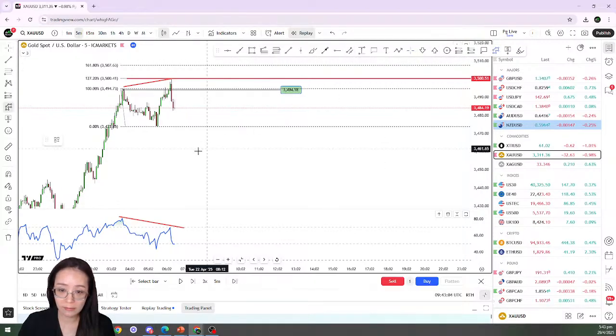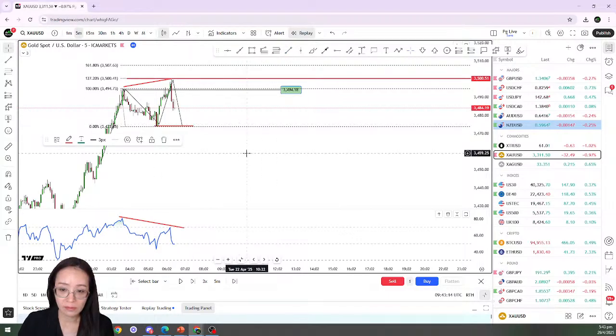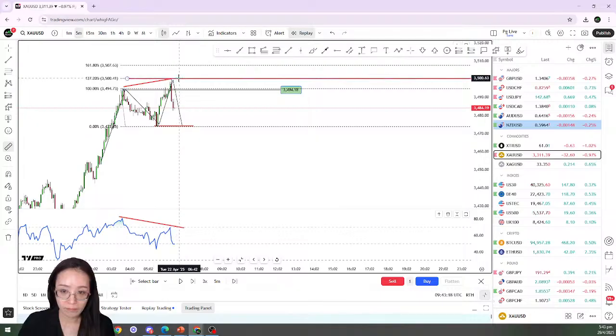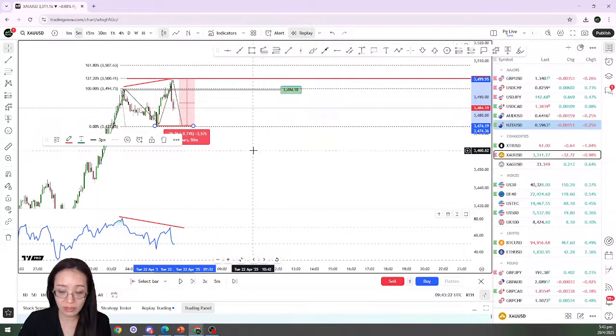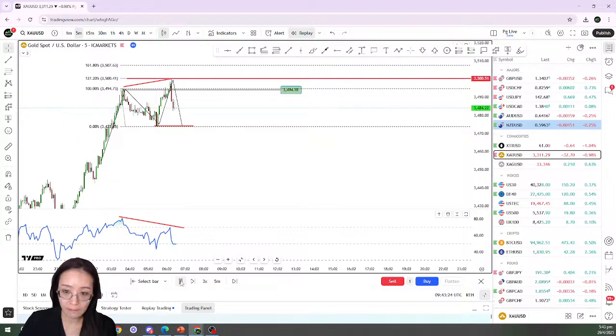If they can, we will sell here, we sell the extension. This one is going to be your first TP, which is how many pip? For example, about 250 pip.